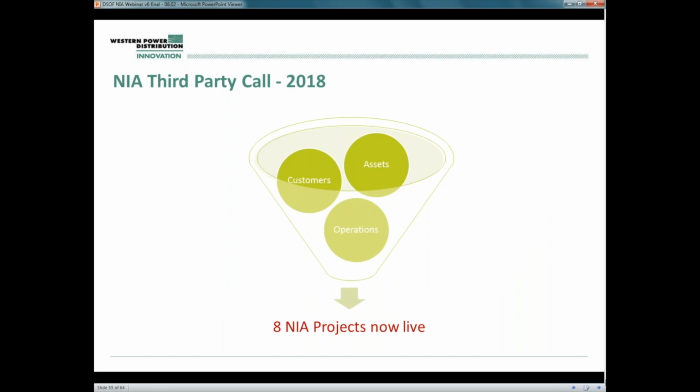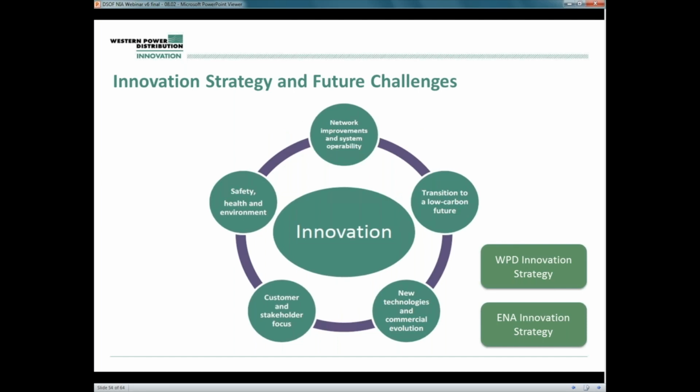And through that process, through the review of what was suitable to be taken forward as NIA projects, we've now got 8 live NIA projects. So wanted to provide a bit of an overview about the value of participating in these calls and them being taken through to live projects. And for more information, you can look on our Smarter Networks portal or our WPD Innovation website.